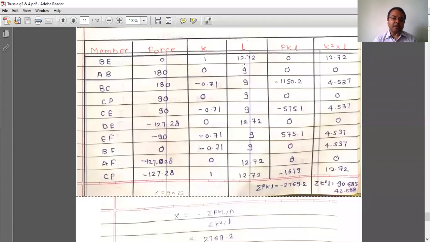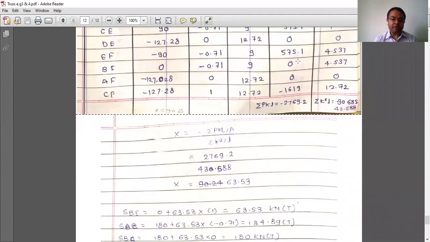Next, write down the length of every member. Apply this formula for PKL and K square L. Then you can get the summation of PKL and the summation of K square L. Actually, we require summation of PKL upon A and summation of K square L upon A, that is, the cross-section area of all the members. But in this example it is given that the area of cross-section of every member is the same, so I have neglected the A term.